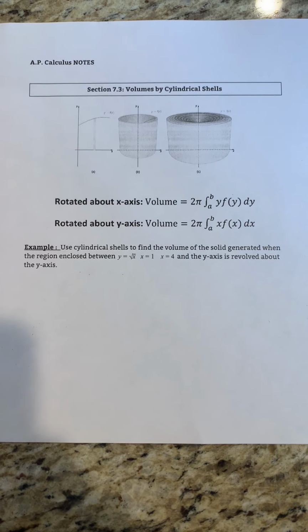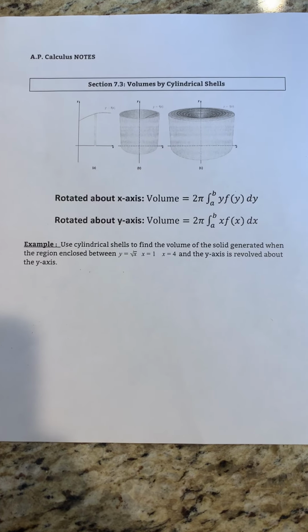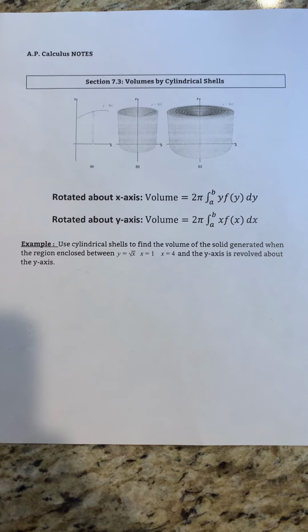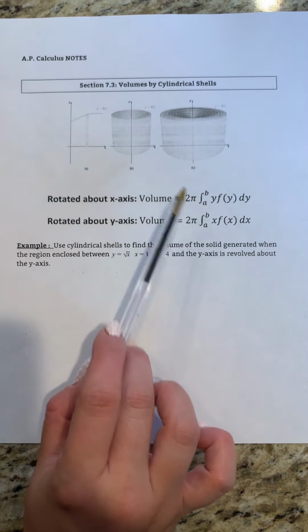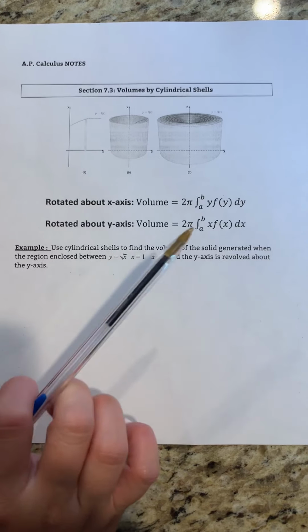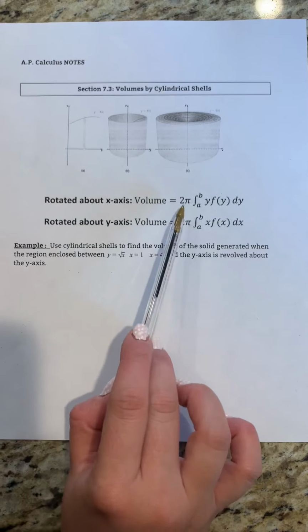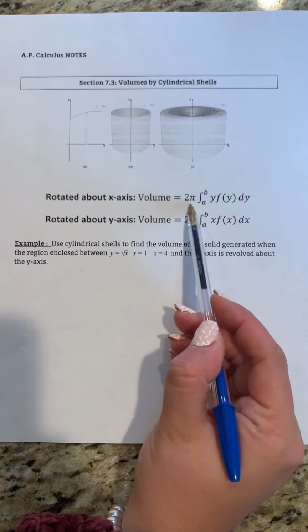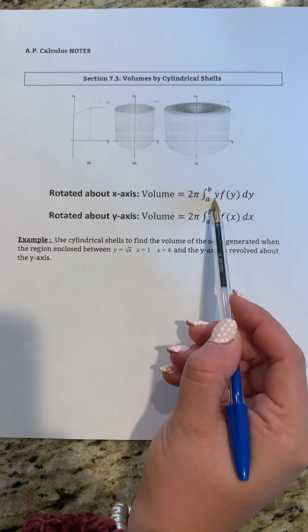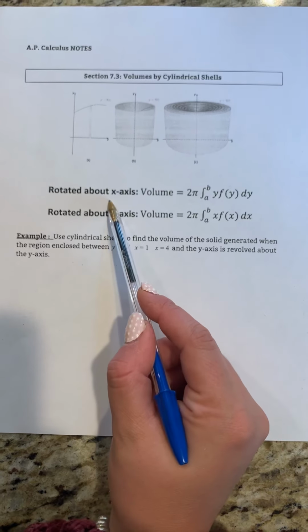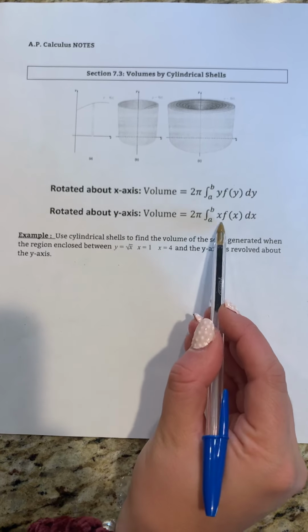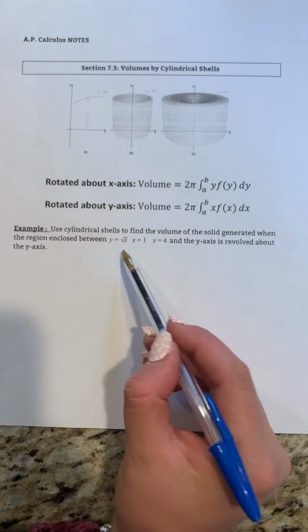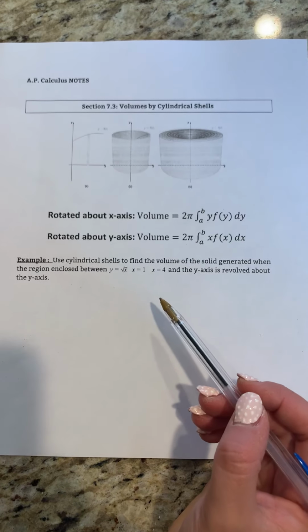The next section, 7.3, is finding the volume by taking cylindrical shells. We've got a little bit different formula here because we have a different formula for the volume of a cylinder. You're going to see a couple extra things here. You're going to see a 2 pi, and you're going to see a y if it's rotated about the x-axis. And if it's rotated about the y-axis, you're going to see a 2 pi and an x. So it'll make sense with what the equation looks like.